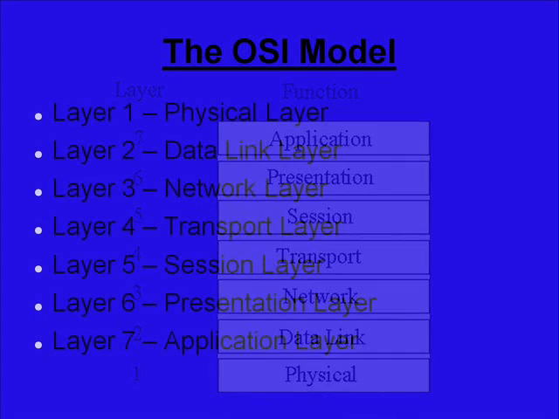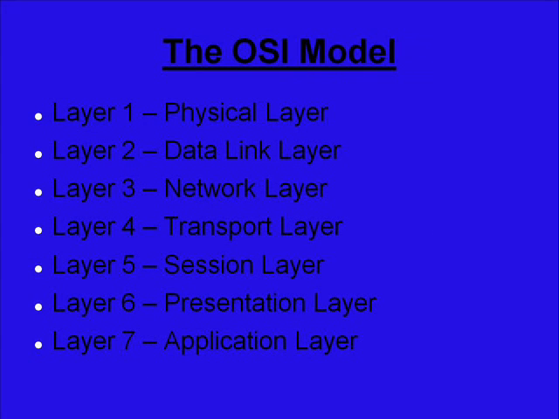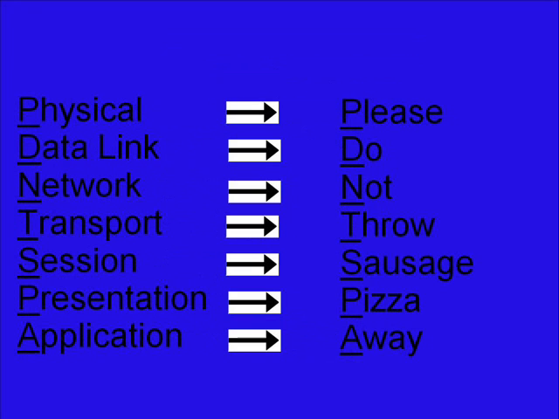Starting from layer 1 and going to layer 7, the layers of the OSI model are the physical layer, the data link layer, the network layer, the transport layer, the session layer, the presentation layer, and the application layer. A friend of mine taught me how to remember this with a simple anagram that you couldn't really mix up with all the other computer terminology. Starting from 1 and going to 7, it's please do not throw sausage pizza away.